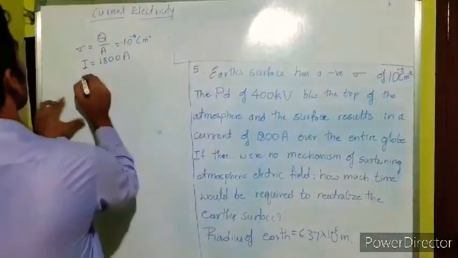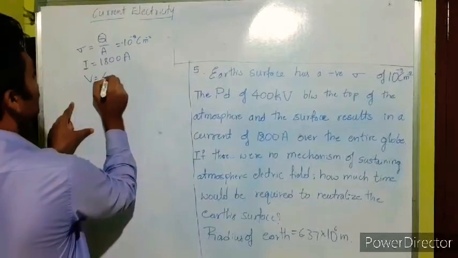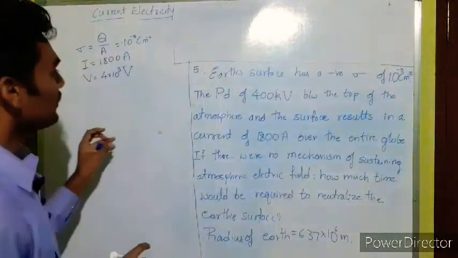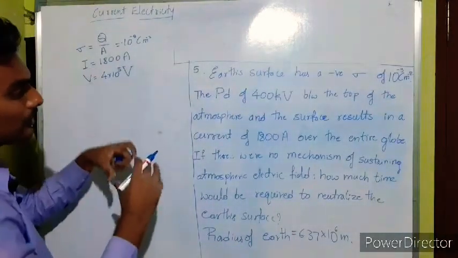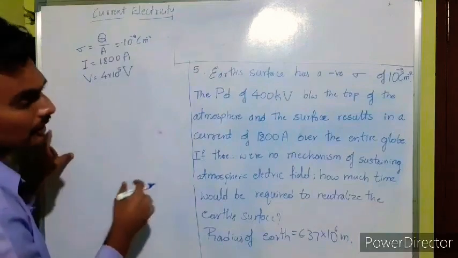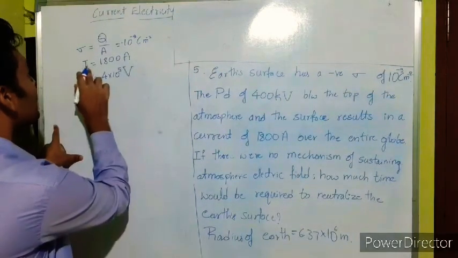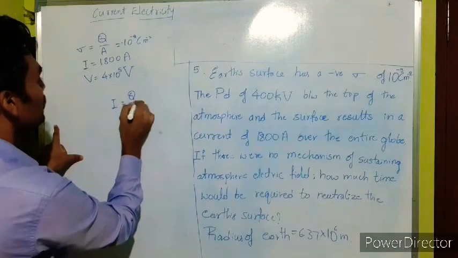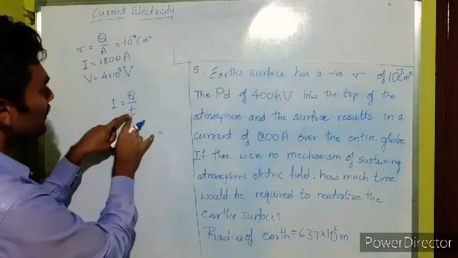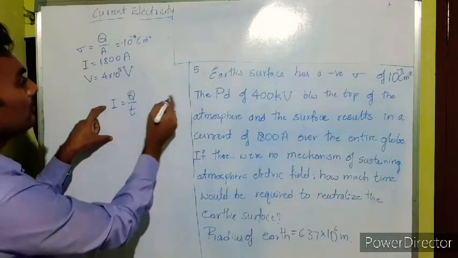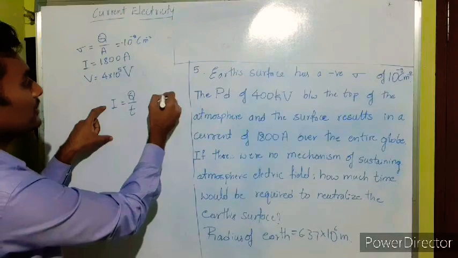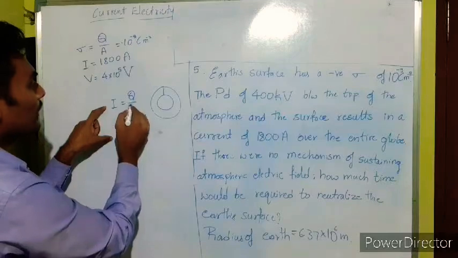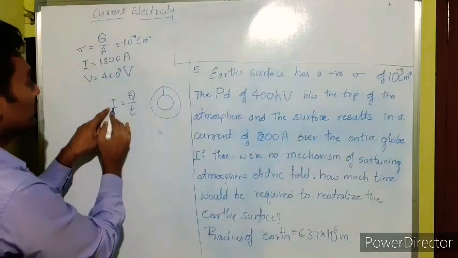So the voltage given was 4 into 10 to the power of 5 volt. This doesn't matter much for us, because we have to neutralize the entire earth now. So current I is equal to 1800 ampere. So I is equal to Q by T will give us the time for the movement of the entire charge from the earth surface to the top of the atmosphere, right? So for now we have the value of I.